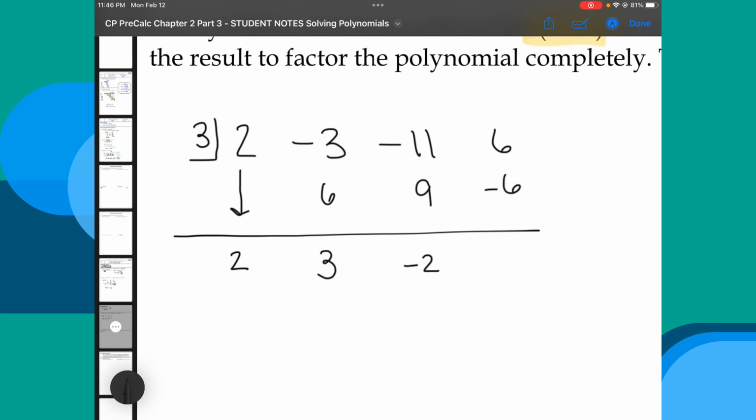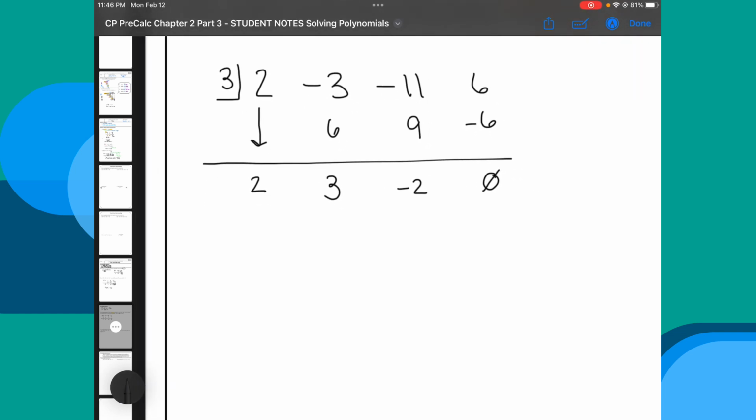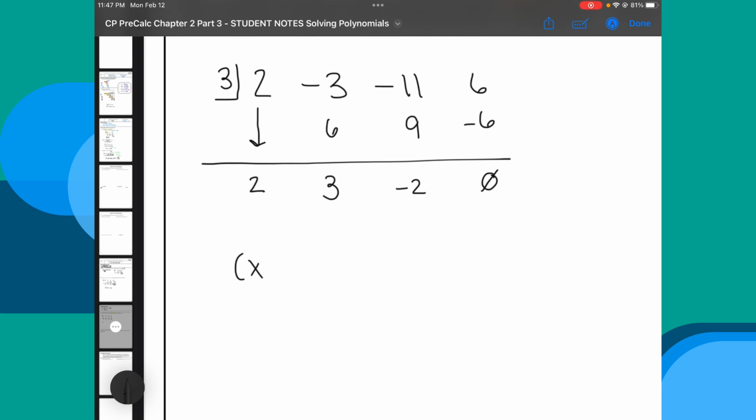So I'm just doing synthetic division. I got 0. That means that x minus 3 is a factor. So we have x minus 3 as a factor. Then we also have 2x squared minus 3x minus 2. That's just coming from these coefficients using synthetic division.